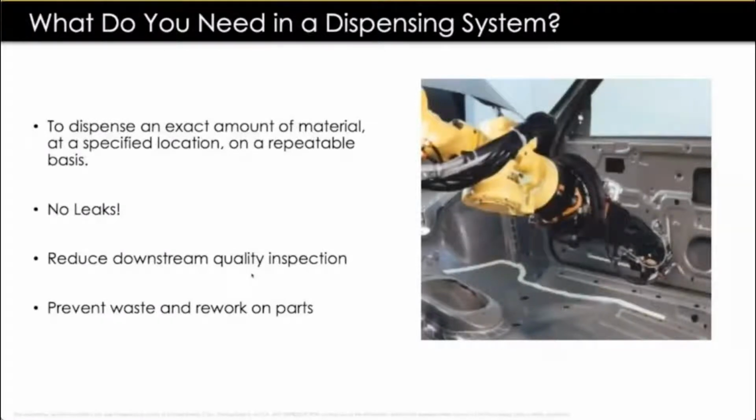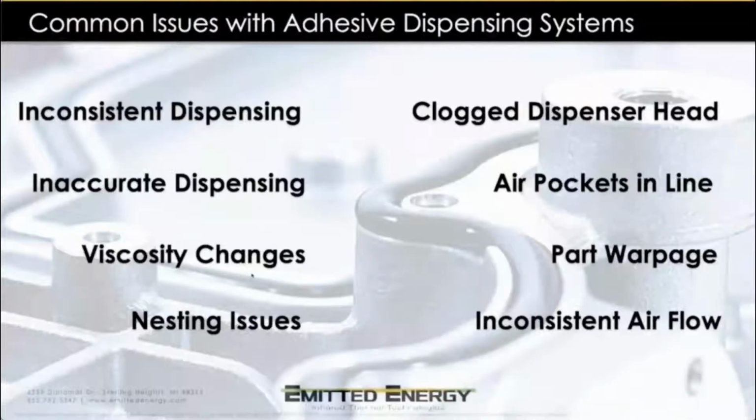So common issues that we've seen in the field, and you guys may have some more, but common issues with adhesive dispensing systems is inconsistent dispensing, right? This could be clogged dispenser heads, this could be air pockets, this could be a number of different things. But what we know is that we're not getting consistent dispensing out of the heads and onto the parts.